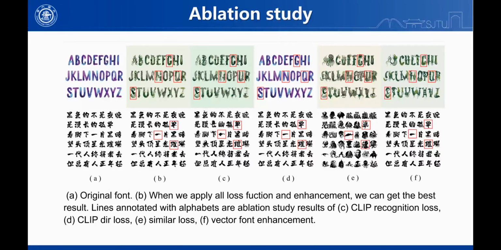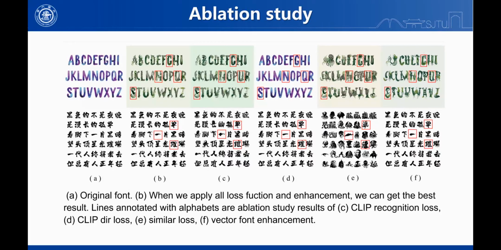Secondly, ablation study results are as shown in the figure. We can obtain the best results when we use all the proposed loss functions and enhancement strategies. When directional clip loss is removed, the model loses stylization ability. When removing clip recognition loss, characters in the result are hard to identify, such as the letter G, N, Q, and S. When similarity loss is removed, the results become cluttered and illegible.